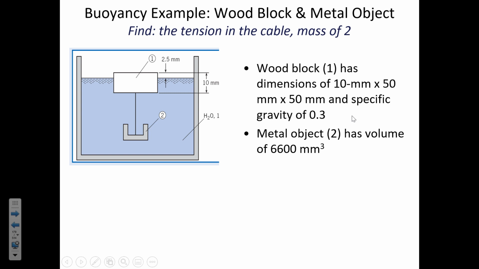Another piece of the given information is the volume of the metal object. And kind of annoyingly here, the units are in cubic millimeters. So we have to be really cautious about converting cubic millimeters into cubic meters. So how many millimeters are there in a meter? If it's 1 meter, we know that it would have 100 centimeters and 1,000 millimeters. So 1,000 millimeters.